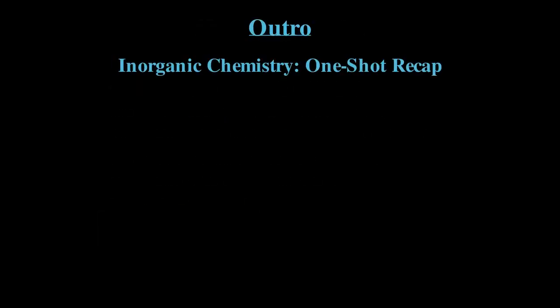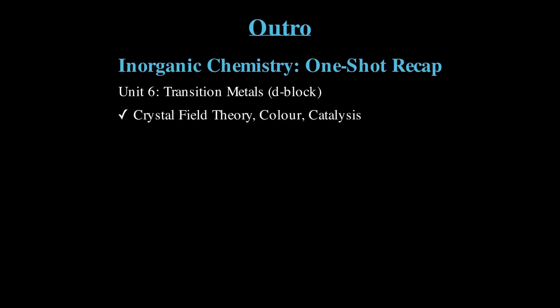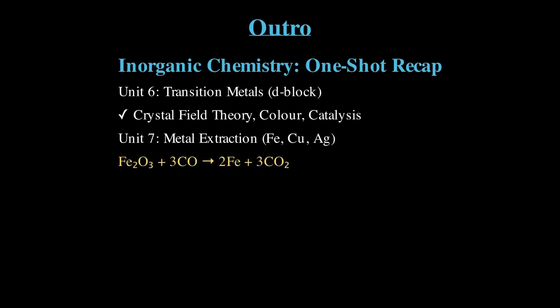And that's a wrap on our inorganic chemistry one-shot. We covered Unit 6 on transition metals, including complex ions, shapes, and crystal field theory. Then in Unit 7, we saw the extraction of iron, copper, and silver. Remember the key iron extraction reaction, Fe2O3 plus 3CO gives 2 Fe plus 3CO2, and the crystal field splitting diagram.